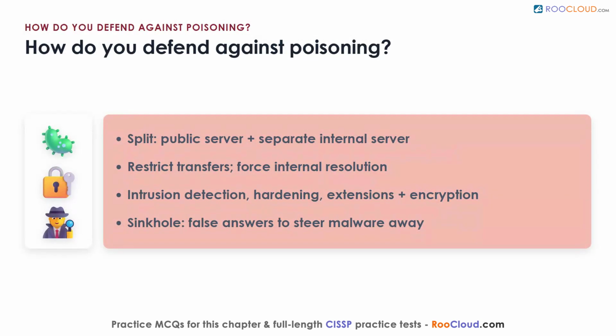How do you defend against poisoning? With layered, practical measures. Run a split arrangement, one server facing the public and a separate one for internal use, so outsiders never touch your internal records. Restrict zone transfers and require internal clients to resolve through your internal servers. Deploy intrusion detection to watch for abnormal lookups, harden every server and client, and turn on the security extensions and encrypted resolution where supported. You can even weaponize the technique defensively with a sinkhole, deliberately returning false answers to steer malware away from its command servers or to block known malicious sites. There is no single patch, because these attacks abuse normal behavior, so detection and layering are the real defense.